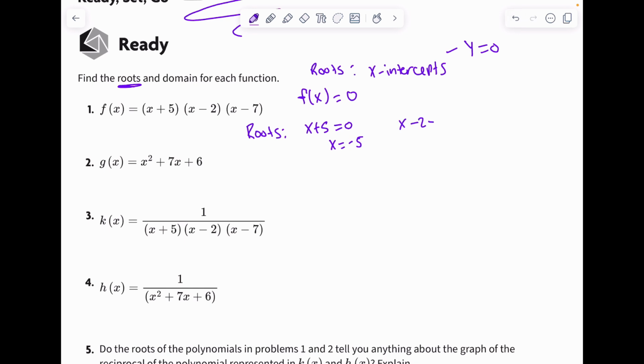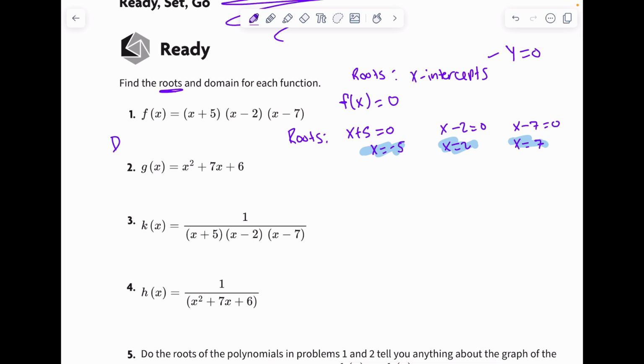x minus 2 equals 0, x is equal to 2 here. x minus 7 is equal to 0, and I got that x is equal to 7. All right, so these are my roots, and what is my domain, right?